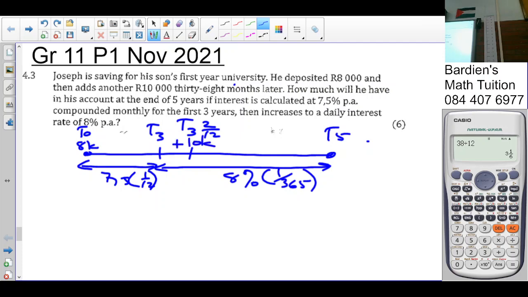10,000 is deposited. So there are many ways of doing this. What I do is I consider the 8,000 rand till the end, and the effect that the 10,000 rand has until the end. I find that to be the easiest method to apply, but as I said, there are other ways of doing it. Others find other methods easier. Okay, so let's do this.